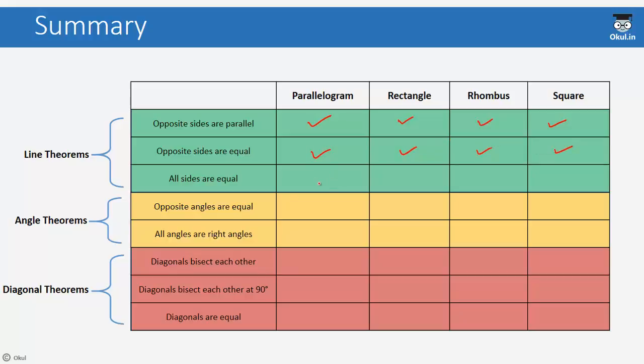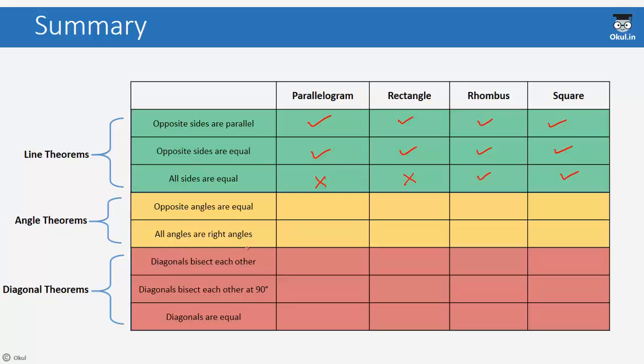The last one is all sides are equal. This is not true for a parallelogram. And it is also not true for a rectangle. But it is true for a rhombus since all its sides are equal. It is also true for a square since it is a child of rhombus.